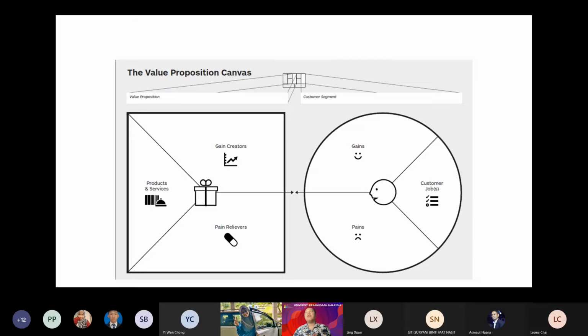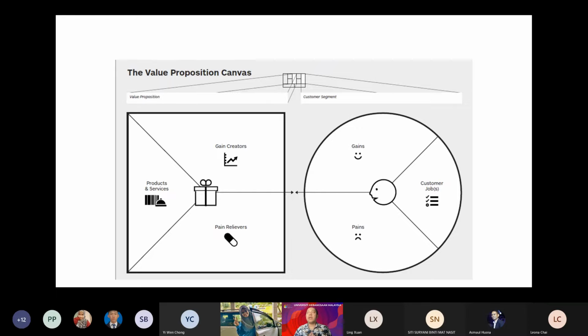Okay, I'll give you a very simple example. When we talk about Grab, last time before we had Grab Car, Grab was a kind of taxi for passengers. The customer's job: they want to go from place A to place B. They want to avoid traffic, maybe they don't want to drive, or they are not ready to drive, they don't have a license. There are so many things.